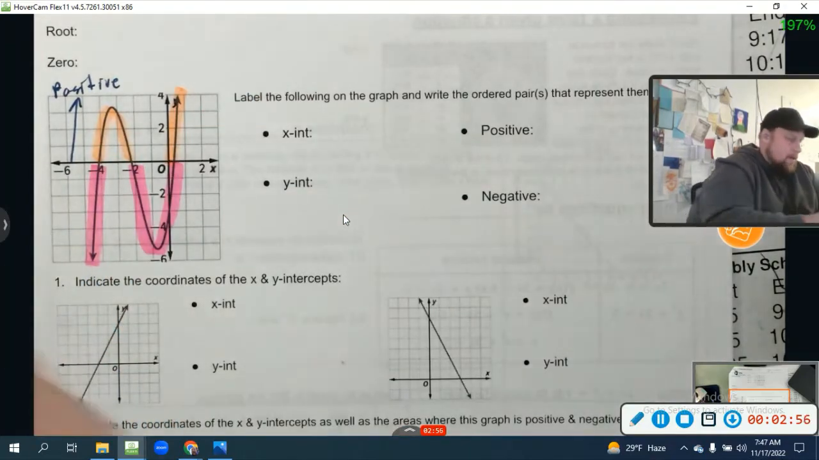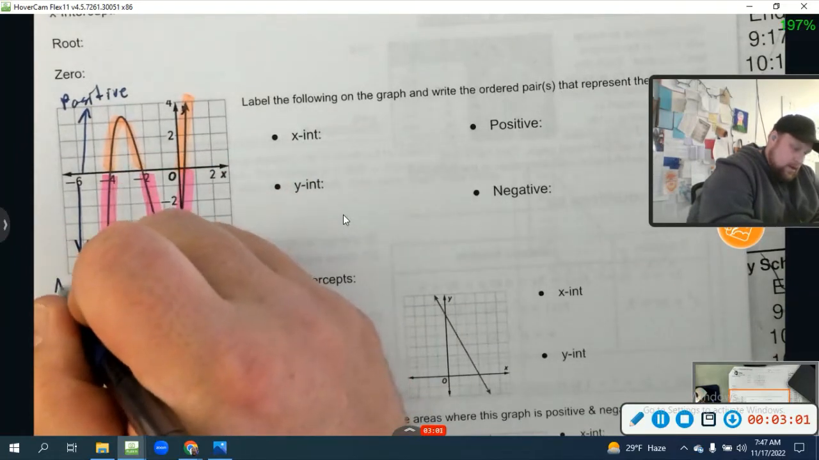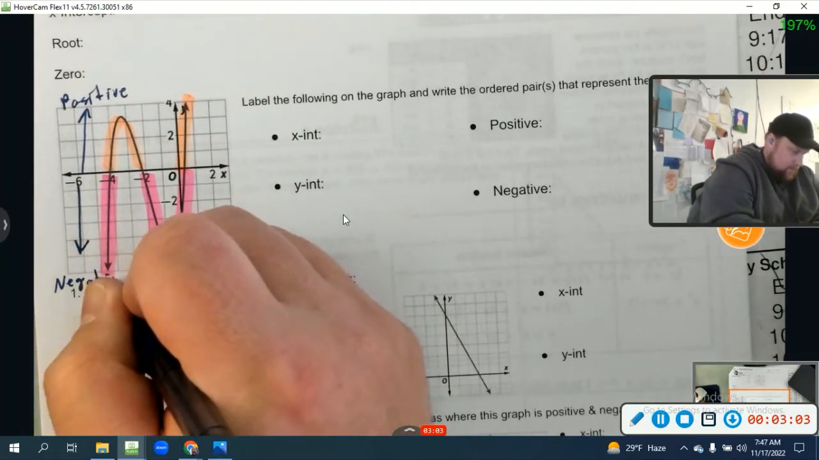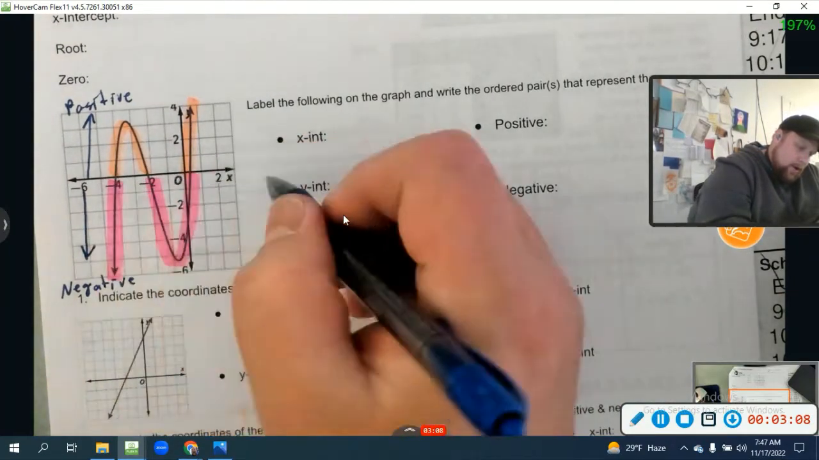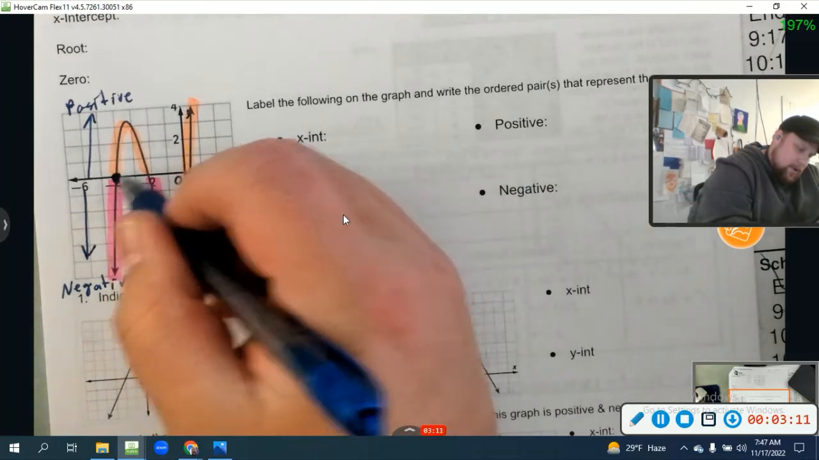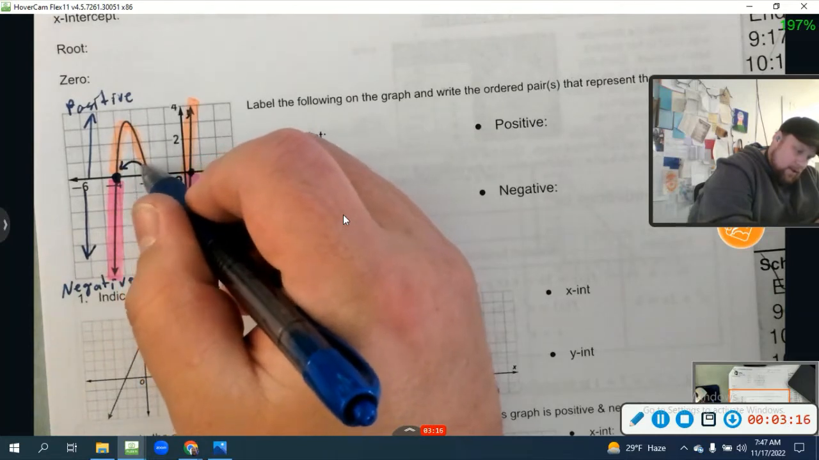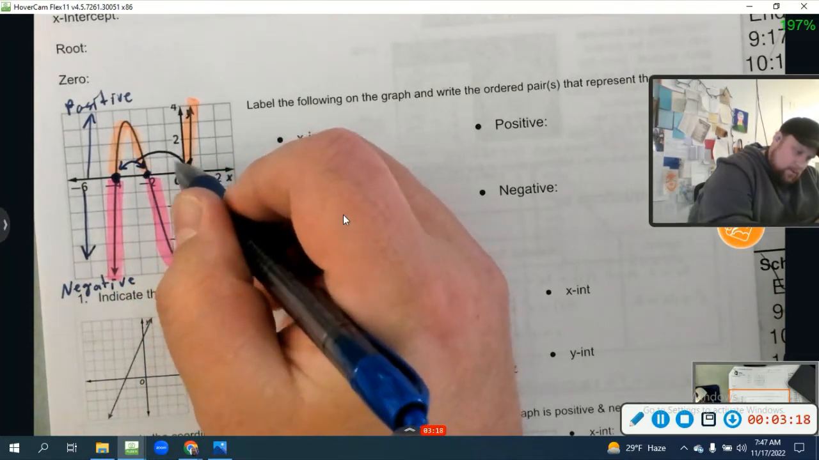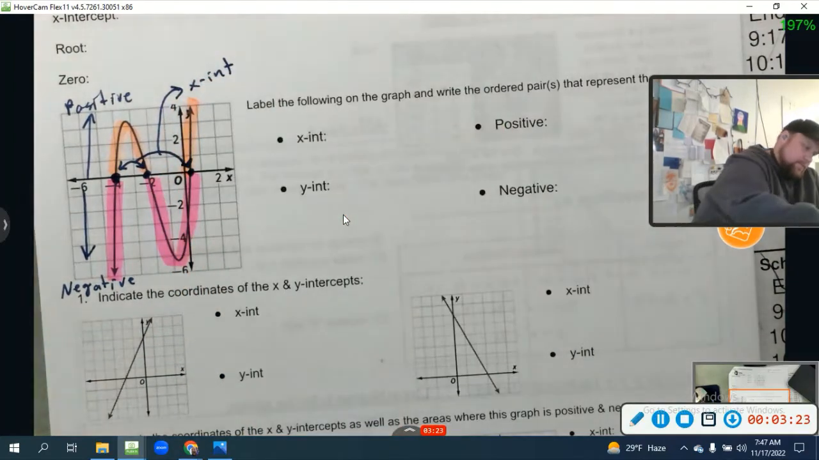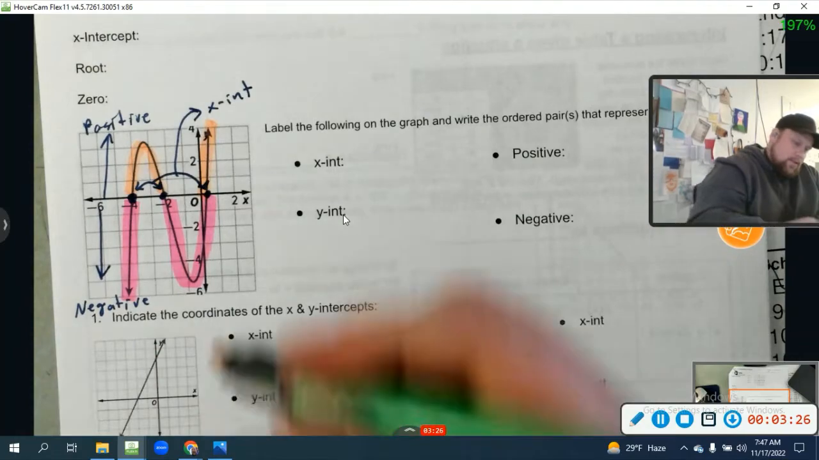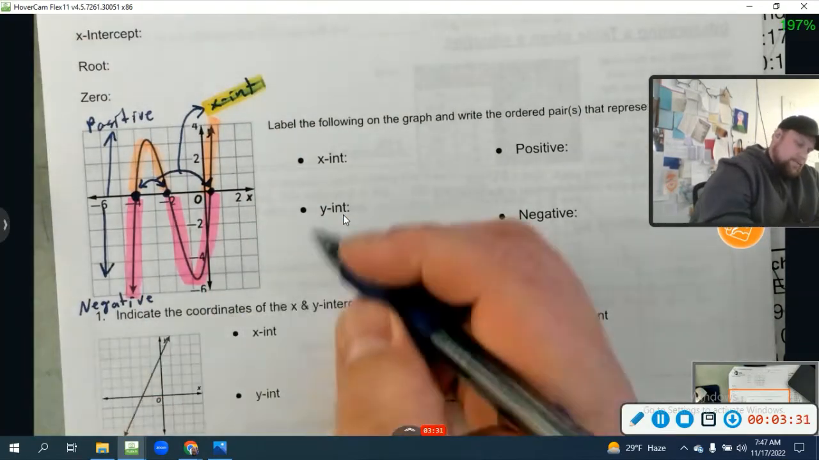What do you think? What's the opposite of positive? Below is the negative. All right? And where it crosses the x-axis: this point right here, this point right here, this point right here, and this point. These are called the x-intercepts. I think this is green, but it might come out yellow. We'll see what happens. Yeah, it's yellow. X-intercepts.